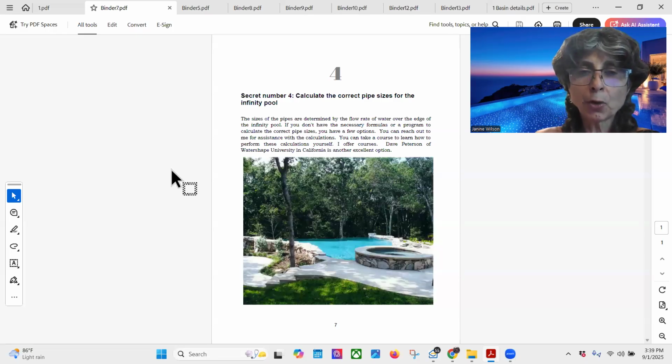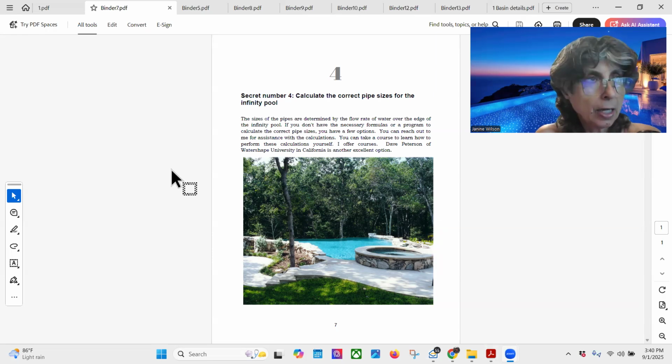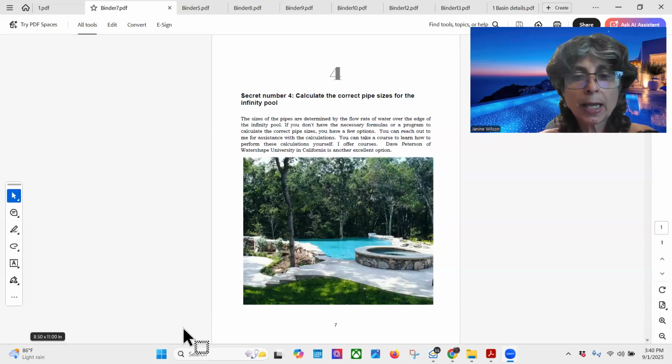Number four, calculate the correct pipe sizes for the infinity pool. Keep in mind that the suction, the return, and all that should also be done with a program very similar to the idea I just showed you. Certain information is entered into the program, and then it spits out the right sizes or the right basin size, and it really helps us tremendously. Dave Peterson, Watershape University, did a phenomenal job. If you are unable to take the classes and get into synchronization for your next project, then you can call me and I can assist you with the calculations. So again, calculations, calculations, calculations, very important.